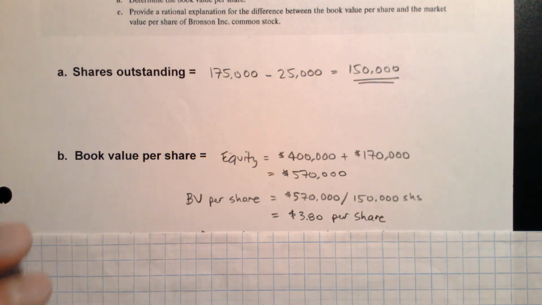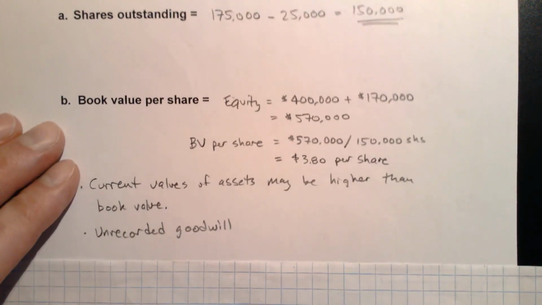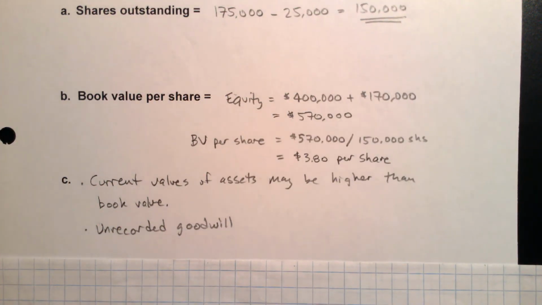Now the problem says that the market value of the stock is $6 per share. So why is that higher than the book value per share? Well, the book value per share is what we would get if we sold all of the assets for what we have them listed at, paid off our liabilities, and then cut checks to the owners based on their per share amount. But the business, of course, might have unrecorded goodwill. We might have some assets that are worth more than what we show them listed out on the balance sheet. So there could be a variety of reasons that the actual market value of the company is greater than the book value of the company.